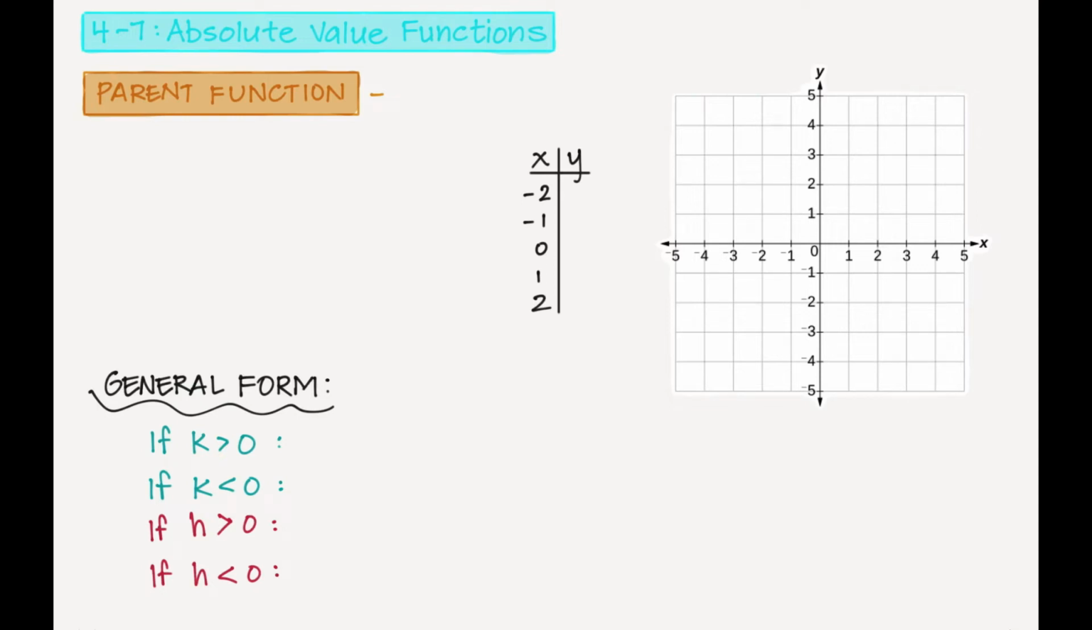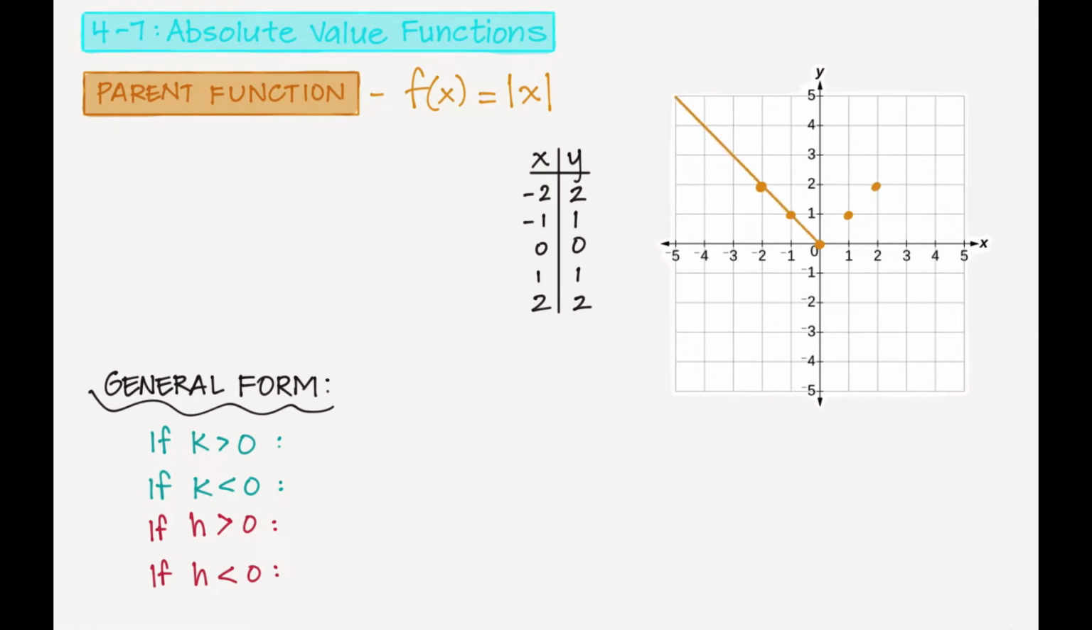Hello class, this is lesson 4-7 about the absolute value functions. Now the parent function for these is f of x is equal to the absolute value of x. So if I just choose some points and I plug them in, I find that the absolute value will always be the positive integer. So then I can plot these like -2 up to 2, -1 up to 1, 0, 0, 1 up to 1, and 2 up to 2, just to start.